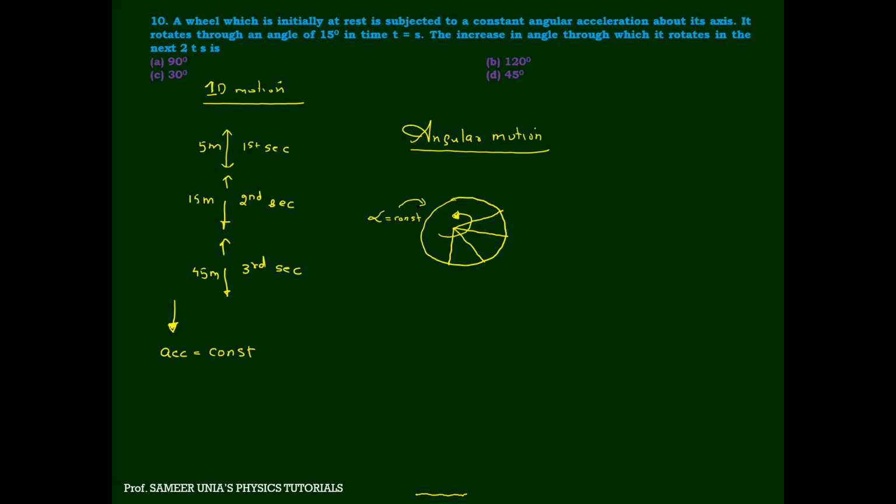So can I say in the first second, suppose it rotates this much, in the second second it rotates this much, in the third second it rotates this much. This is θ1, this is θ2, this is θ3. Can anyone tell me the ratio θ1 to θ2 to θ3? Tell me quickly.